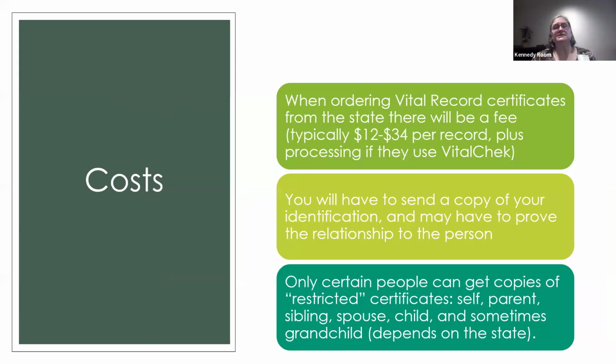So cost. When ordering vital record certificates from the state, go to their website, find the form, see all of the things. There will be a fee, typically between about $12 and $34 per record. And then additional processing if they use a service like Vital Check. Often you don't have to use Vital Check, but some are now requiring you to. That's a third party vendor, so you have to pay their fee plus. Sometimes, if you want to put it on a credit card, they're going to charge you a credit card fee as well.